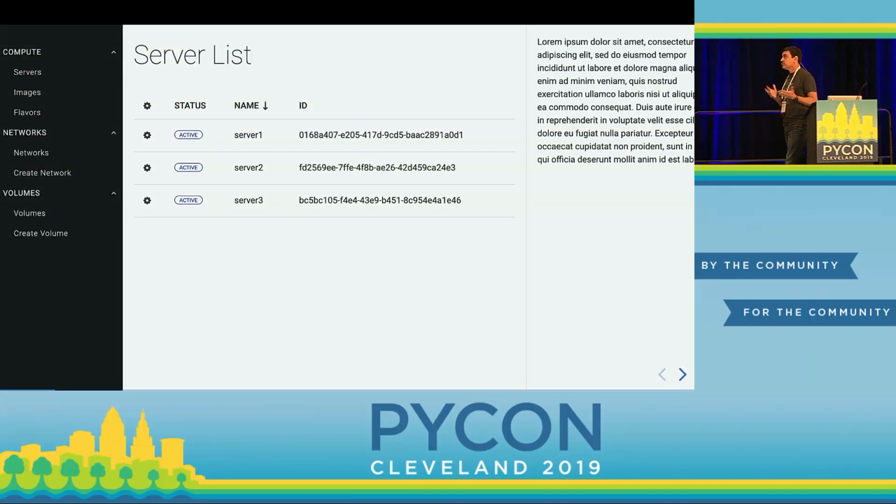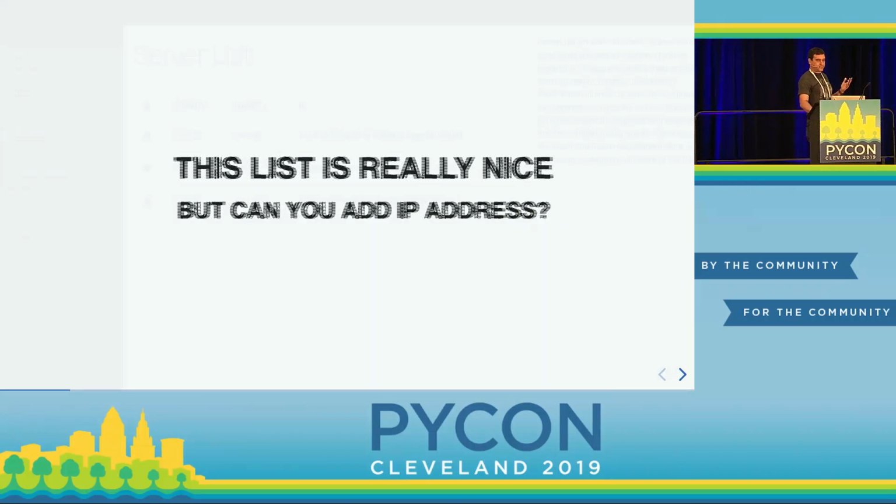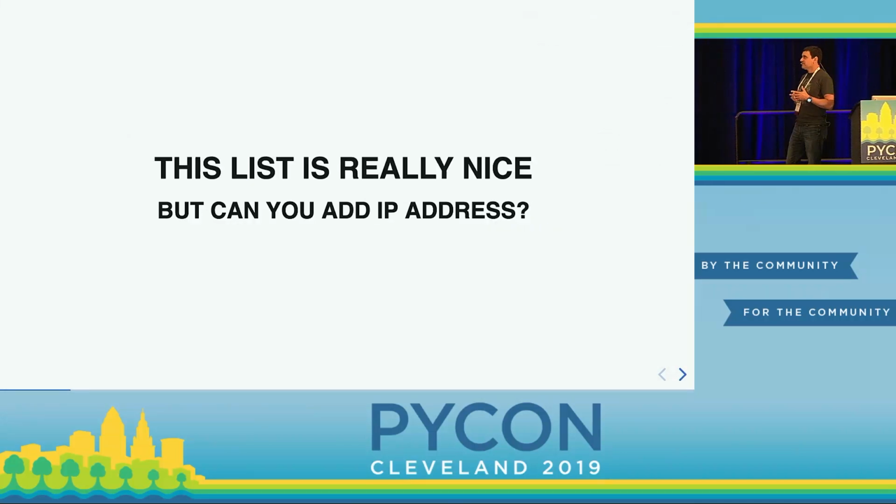So here's an example. We have a little Angular 1.0 application. This is a simple serverless page. It does an API call to fetch the data and renders a table. Pretty simple, basic stuff. But somebody says, well, can you just add the IP address to that list? Which sounds easy. We have the IP addresses on these servers in the details page. How hard could it be?